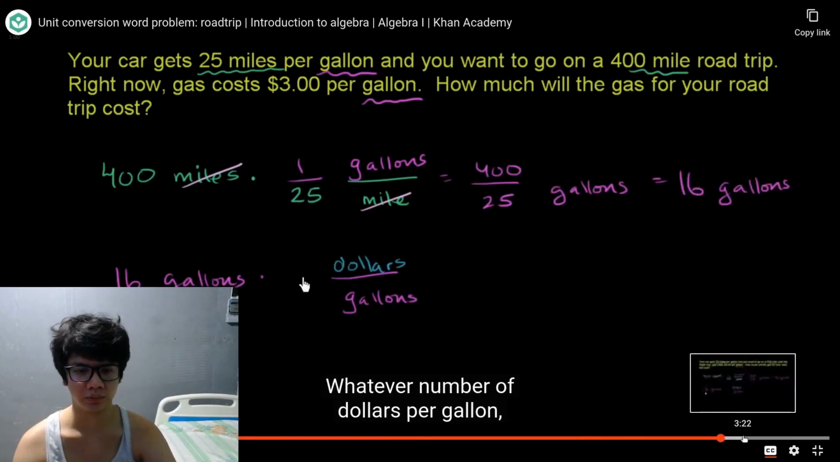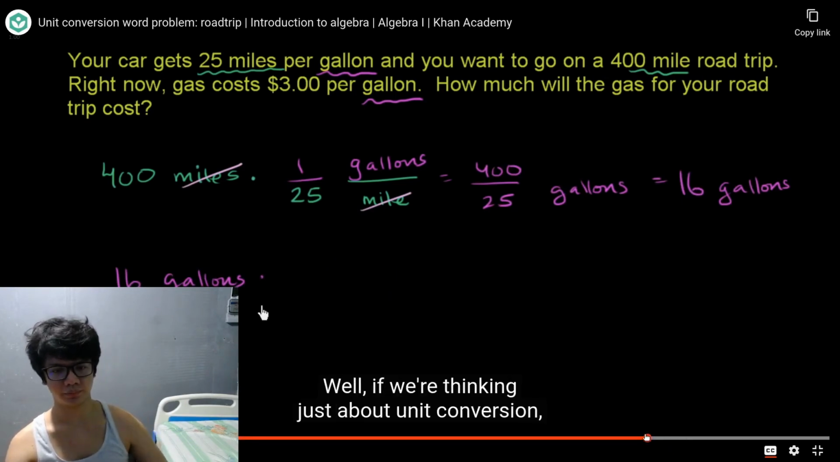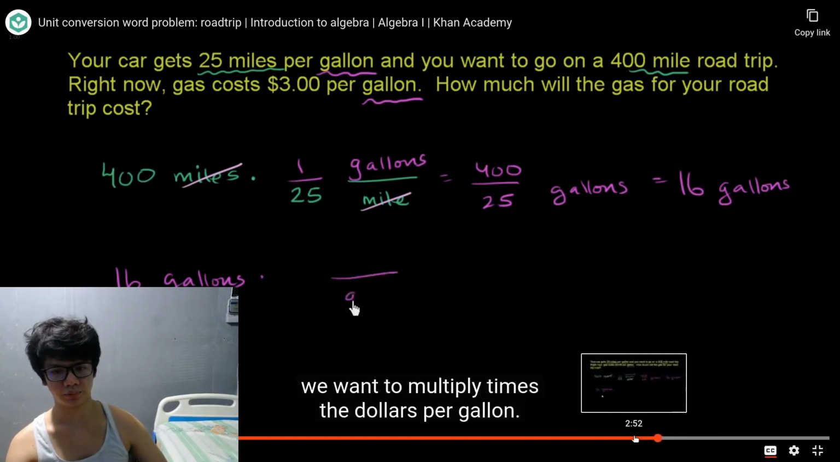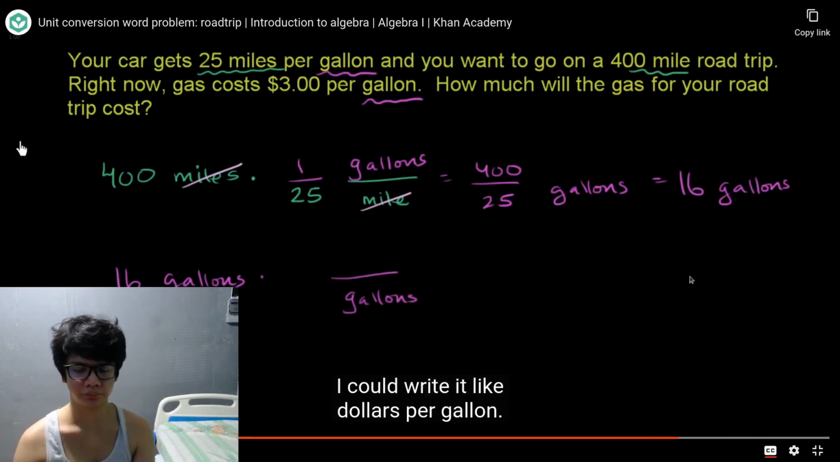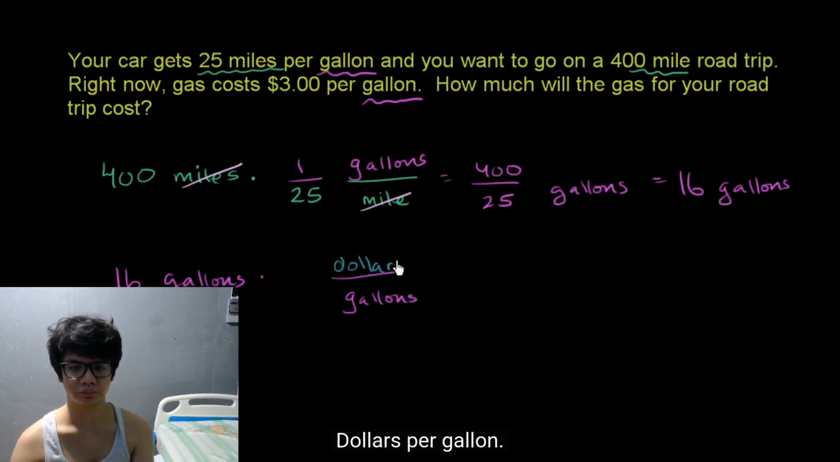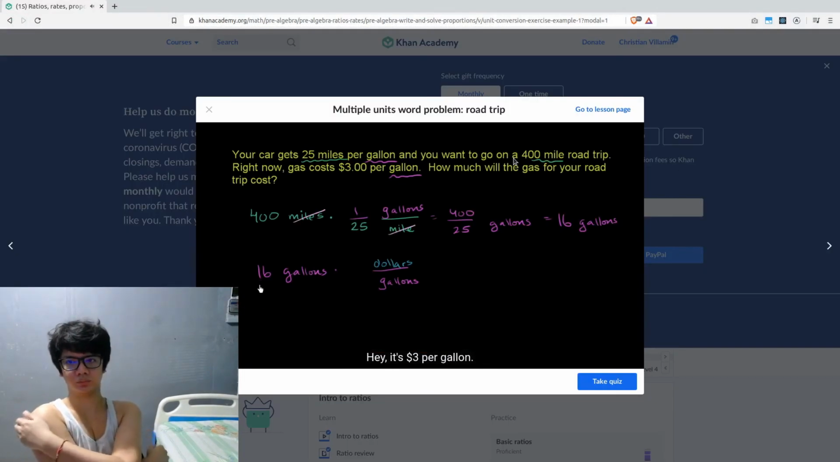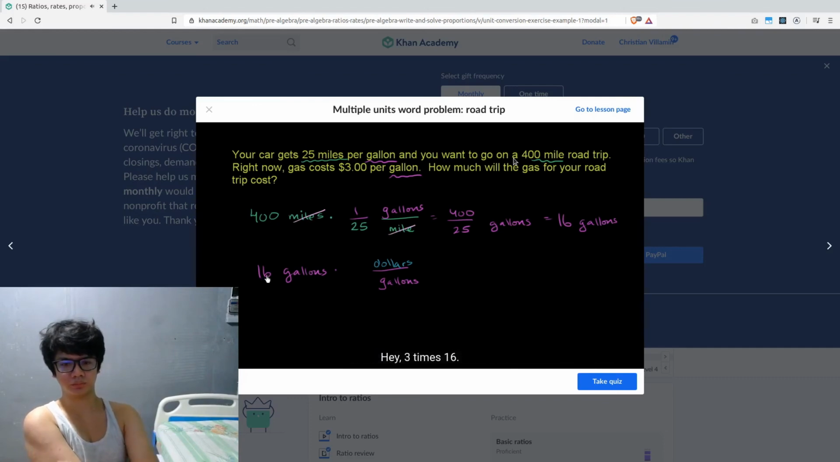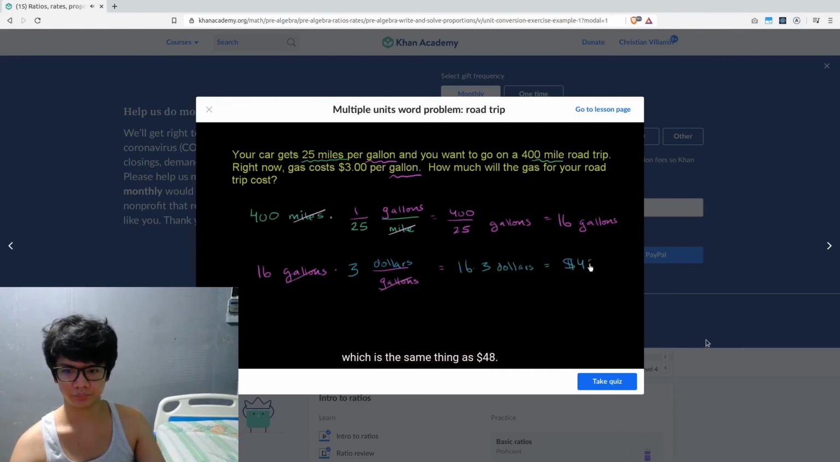Whatever number of dollars per gallon, I multiply it times the number of gallons, and that's going to tell me the cost. Just thinking about unit conversion, we want to multiply times the dollars per gallon. So write it like this: dollars per gallon, and the units will cancel out. It also makes sense. If I have a number of dollars per gallon, I multiply it times the number of gallons, and that's going to tell me how much it's going to cost. It happens every day. Hey, $3 per gallon. I'm going to fill up 16 gallons. Hey, 3 times 16. So let's do that.